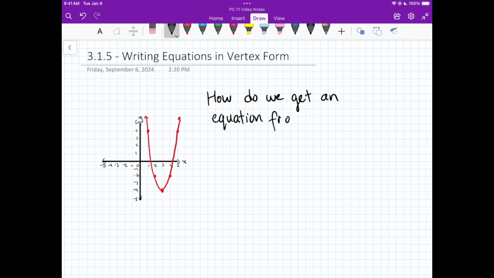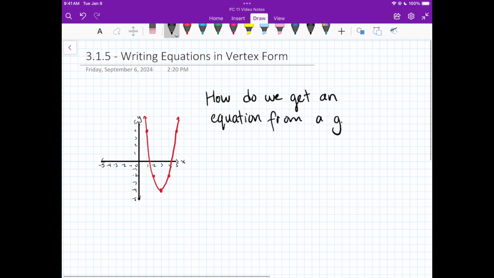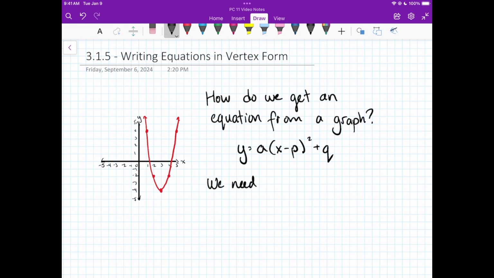We are going to be focusing specifically on vertex form here because this isn't really something we're ever going to do in standard form. Our generic version is y equals a times (x minus p) squared plus q. To figure out what equation gave me the parabola that we can see on the screen right now, I really need to figure out three things: a, p, and q. The question is, how do I figure those out?